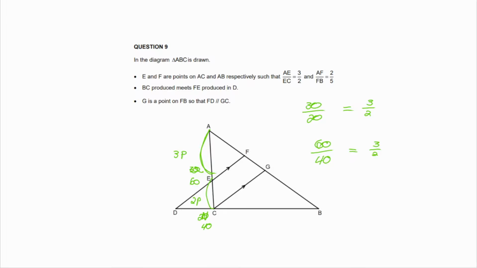So the main point is we don't know exactly how long the sides are, okay? But we do know that they're in proportion like this. So we just put this scale factor over here, okay?